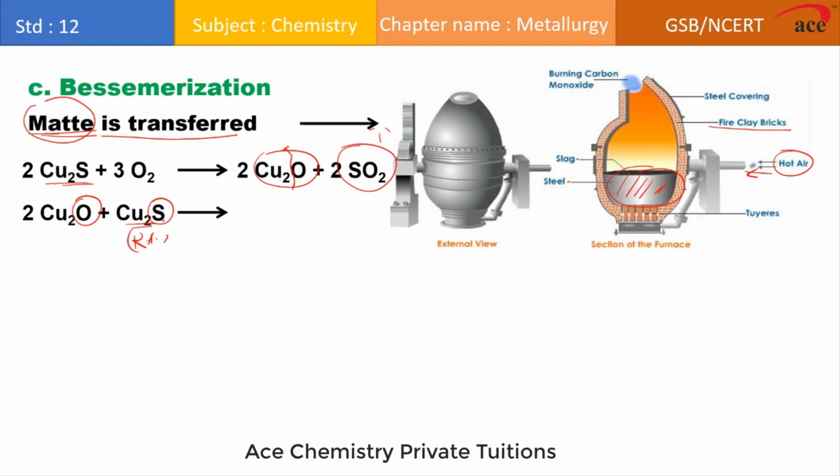And here copper 1 sulfide is acting as what? Reducing agent. Since the reducing agent is present within the mixture, there is no need to add any external reducing agent. That's why this process is also referred to as auto reduction or self reduction. Please remember, student, copper 1 sulfide which is present in the mixture acts as a reducing agent. So it reduces copper 1 oxide to copper metal which is present in the molten form, and sulfur dioxide gas is the waste product which is obtained over here.